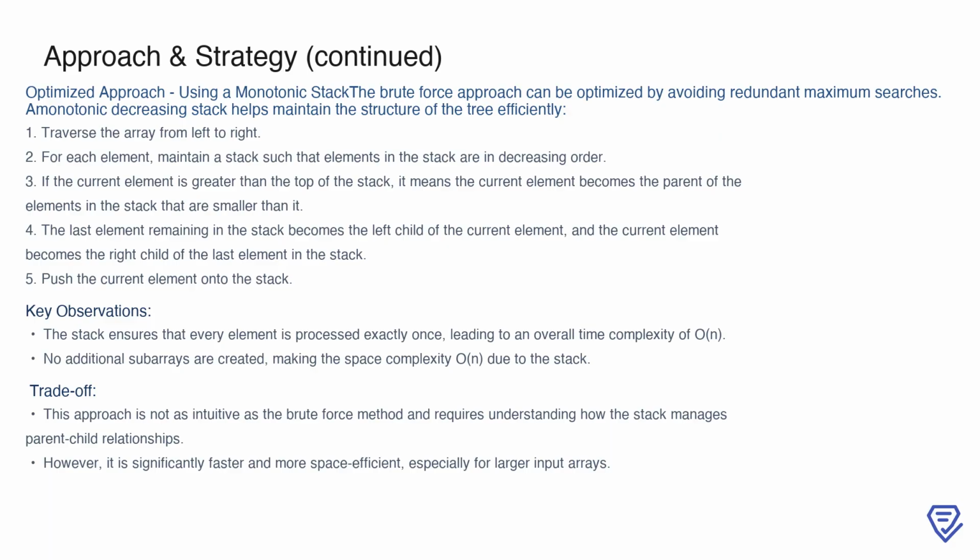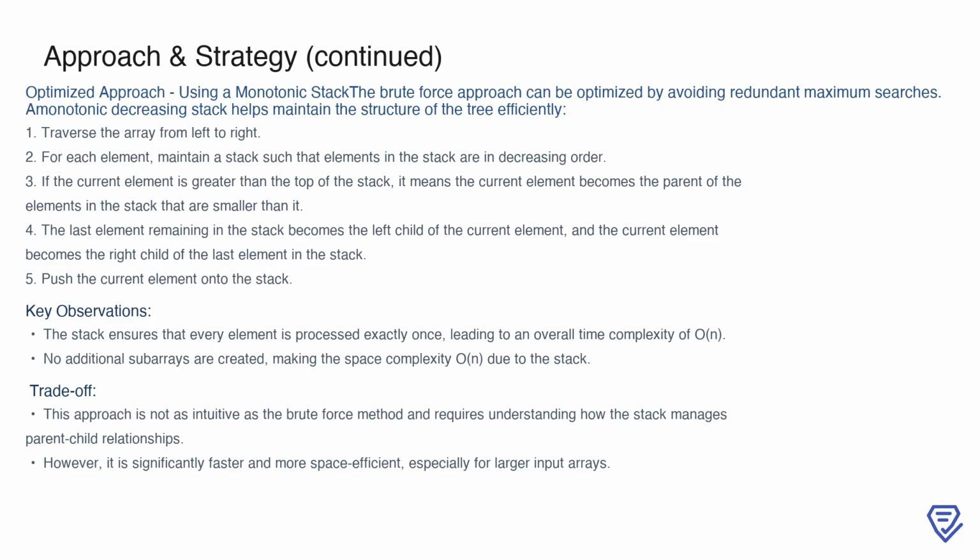To overcome the inefficiencies of the brute force method, we can use an optimized approach based on a monotonic decreasing stack. This strategy eliminates redundant maximum searches and constructs the tree more efficiently. The process begins by traversing the array from left to right while maintaining a stack where the elements are in decreasing order. For each element, if it is greater than the top of the stack, it becomes the parent of the smaller elements being popped from the stack. The last popped element becomes the left child of the current element, while the current element becomes the right child of the last element remaining in the stack. Finally, the current element is pushed onto the stack.